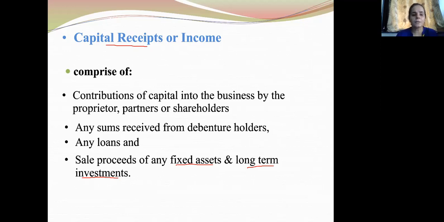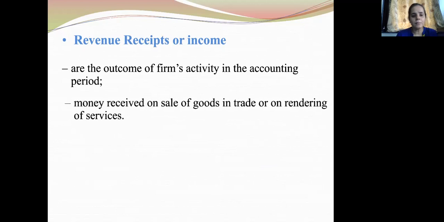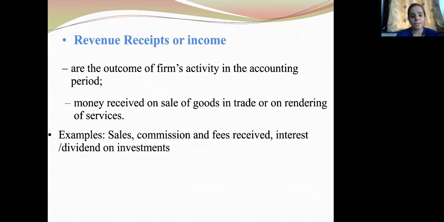Now let us see what comes under revenue receipt or income. As the name suggests, revenue receipt means routine income, daily income. This is income received by the business again and again by doing business activity, trading activity, right? The best example is sale.